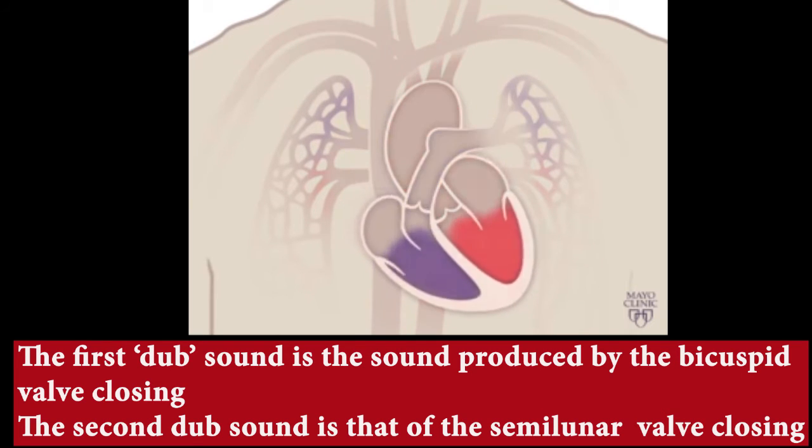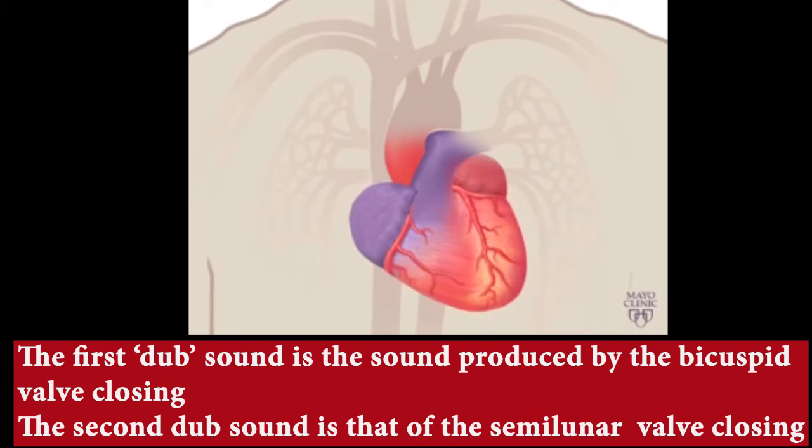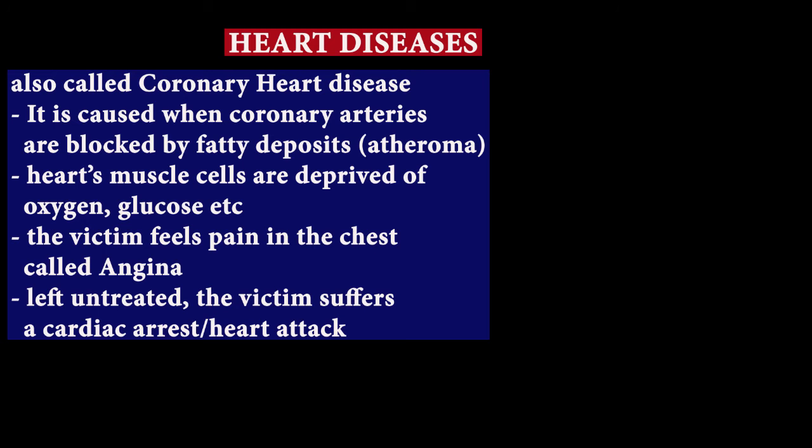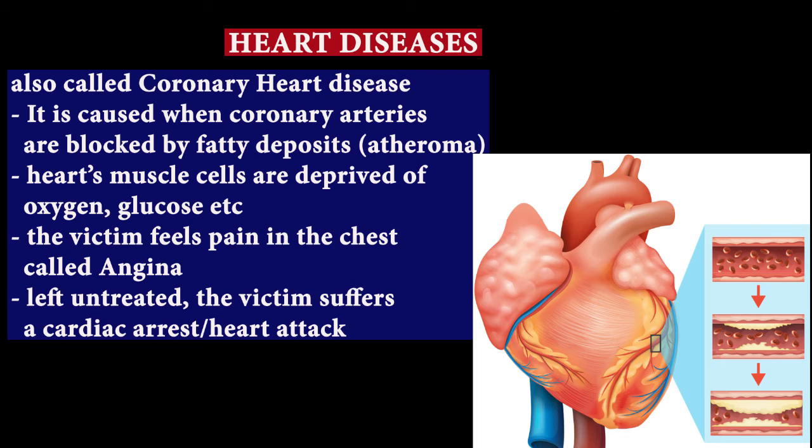Let's look at the concept of a heart disease. It's also called coronary heart disease. It is caused when arteries supplying blood to the muscle cells of the heart get blocked. Blockage may be caused by fatty substances called atheroma. A blocked coronary artery restricts blood to a part of the heart.